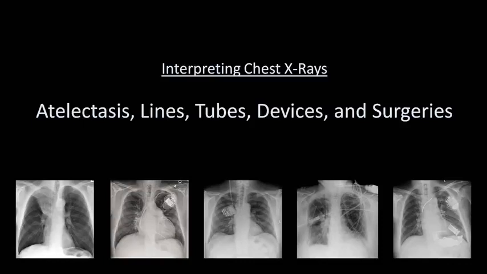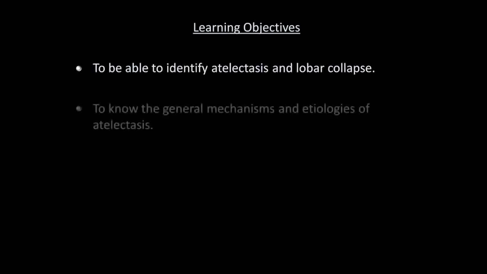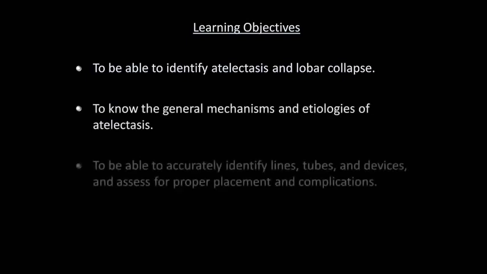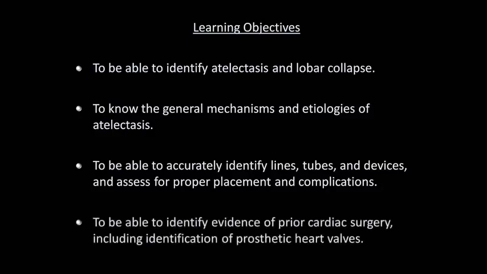Today's topic in this lecture series on chest x-rays will be atelectasis, lines, tubes, devices, and surgeries. The learning objectives are to be able to identify atelectasis and lobar collapse, to know the general mechanisms and etiologies of atelectasis, to be able to accurately identify lines, tubes, and devices and assess for proper placement and complications, and to be able to identify evidence of prior cardiac surgery, including identification of prosthetic heart valves.